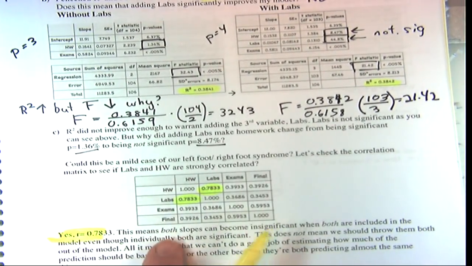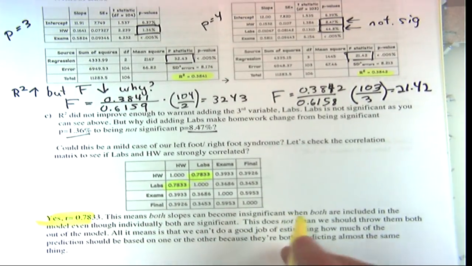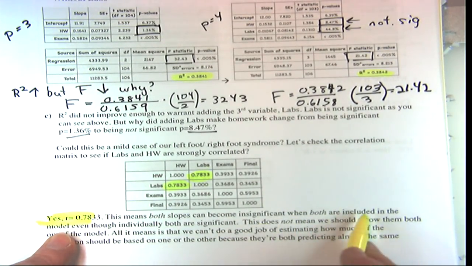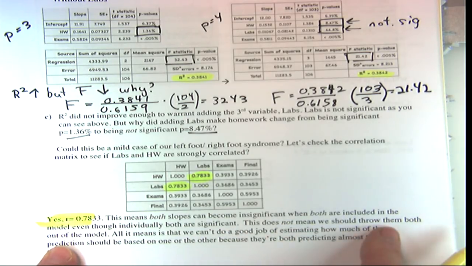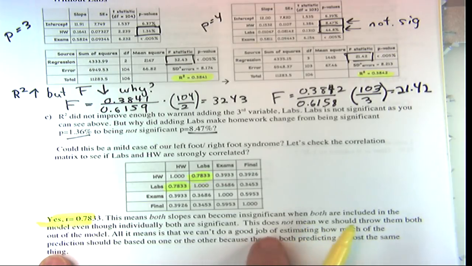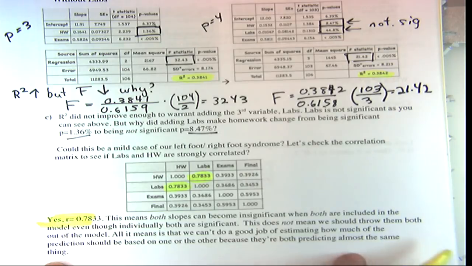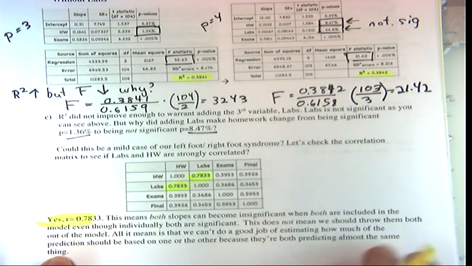Yes. This means that both slopes can become insignificant when both are included in the model, even though individually they're both significant. Labs was very significant. We saw in homework, we were choosing between those two models before. This does not mean we should throw them both out of the model. All it means is that we can't do a good job of estimating how much of the prediction should be based on one or the other, because they're both predicting almost the same thing.